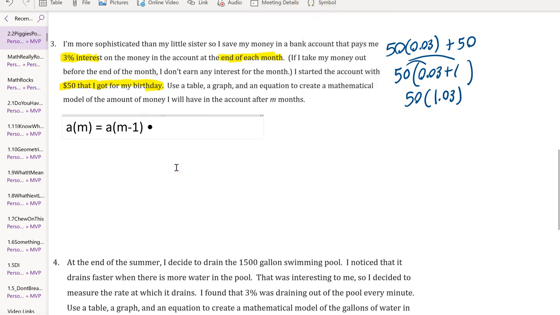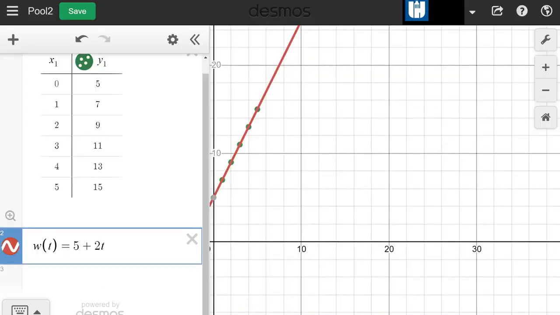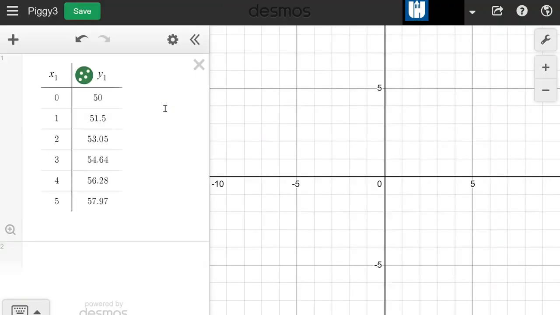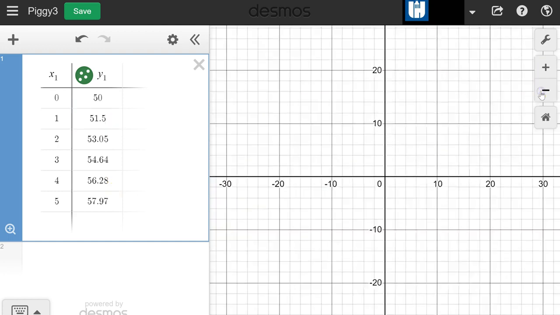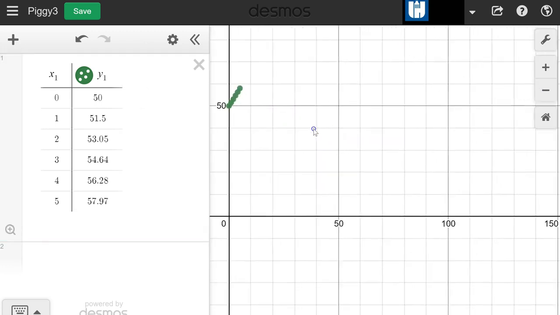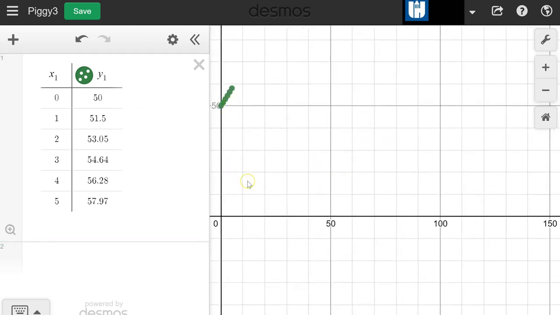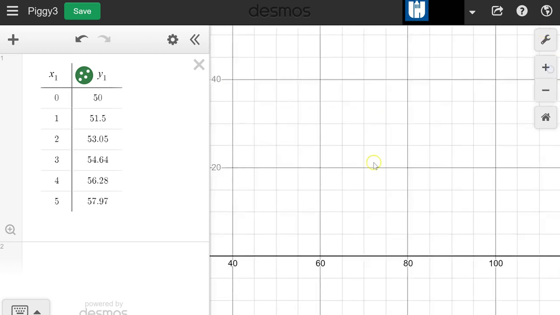So A of M, where A stands for the amount of money and M stands for the months, equals A of M minus 1 times 1.03, starting from an A sub 0 of 50. So now we can make a table for this scenario as I've done already here in problem 3. So we're starting at $50, then going up to $51.50, and so on, multiplying by 1.03 every time. And I need to zoom out in order to be able to see this. Again, only the positive quadrant makes sense for our domain because we can't have negative inputs in this scenario, in this context.